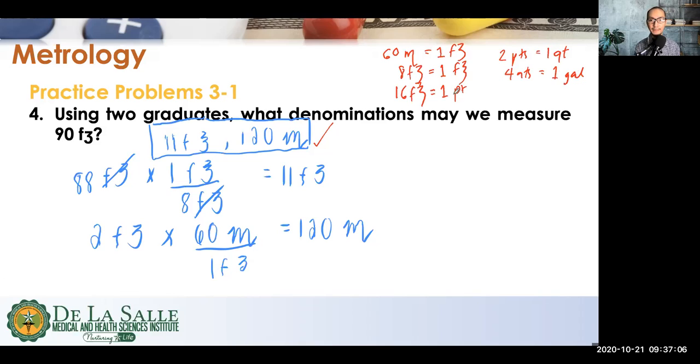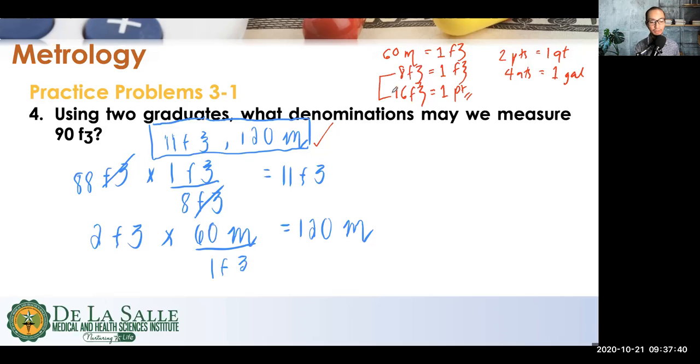If you will use the pint for measuring 90 fluid grams, would it be enough? Would 90 fluid grams be enough for 1 pint? Ayan. So, 1 pint is actually equivalent to 8 times 16. And 8 times 16 is actually equal to 128 fluid grams. Okay? So, malaki siya, no? So, hindi enough yung pint for you to measure 90 fluid grams.